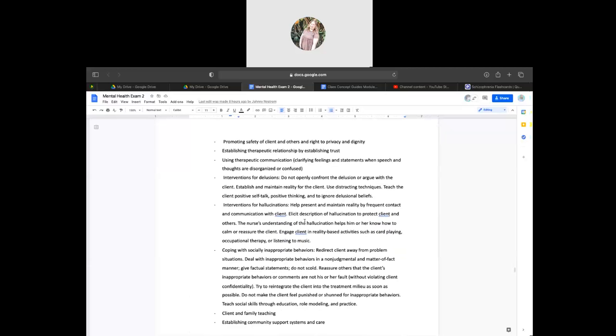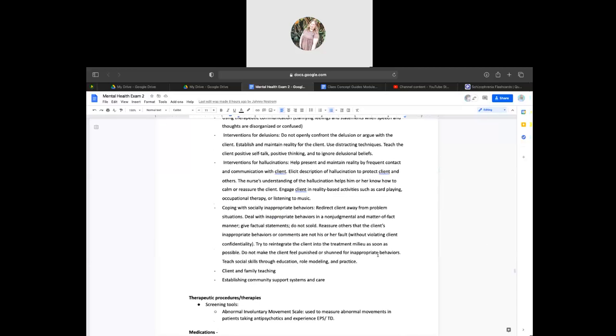For hallucinations, always use communication, have the client give a description of the hallucination, and engage the client in reality-based activities. Maybe they say, "Oh yeah, I see a lion in my room. I'm scared." You're going to ask them, is the lion going to do anything? Well, no, it's just sitting there. Well, we're going to say, I don't see a lion. Here, let's go play cards. This might keep your mind off of it. We're going to distract them.